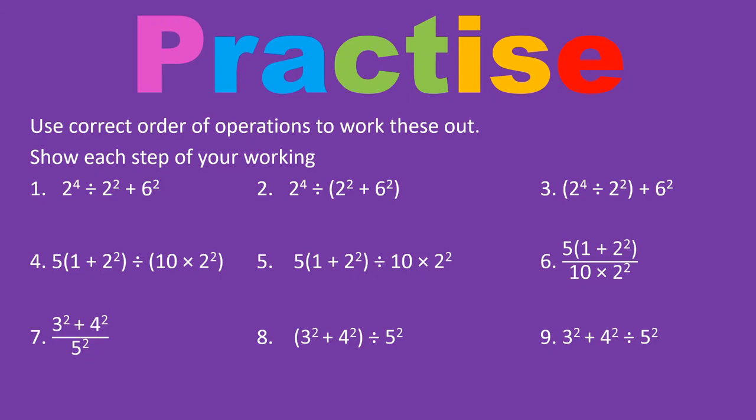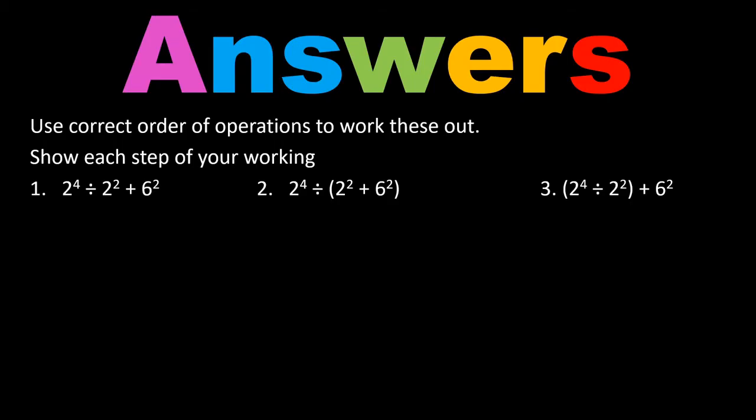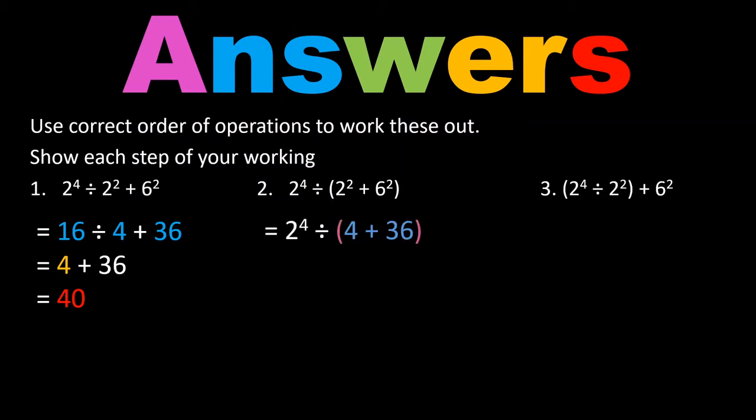I hope you had a chance to hit pause, because here come the answers. For questions 1, 2, and 3, notice that these calculations all look very similar. 2 to the power of 4 divided by 2 squared plus 6 squared. The only difference is the brackets that we see in questions 2 and 3. Following correct order of operations for question 1, first the exponents, then the division, then the addition. For question 2, first the brackets, and inside those brackets, we'll work out those exponents. Then inside the brackets, we'll work out that addition.